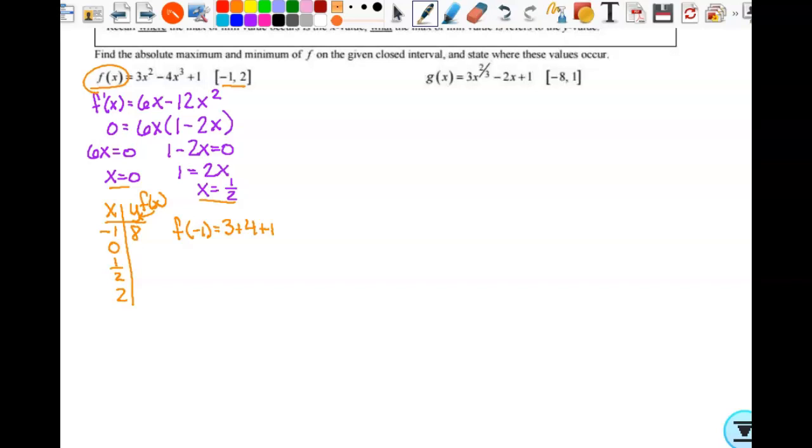What is f of 0? 1. Okay, so we don't have to really do much there. Then I need f of 1/2. What's 1/2 squared? 1/4 times 3 is 3/4.